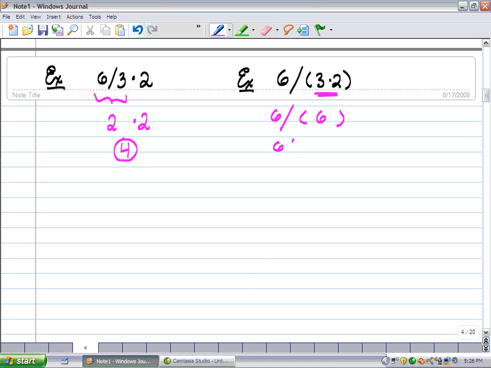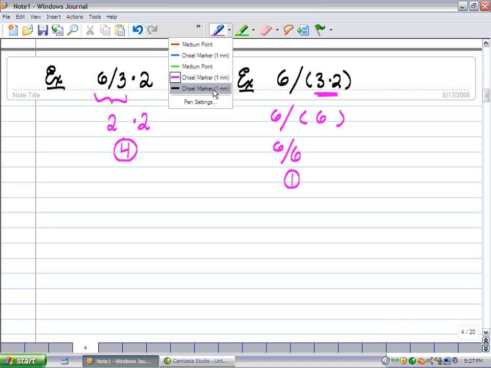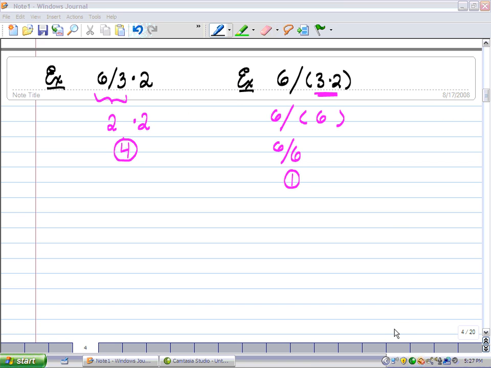6 is just a plain number, so I don't really need the parentheses. It's not wrong to write them, so they're optional. 6 divided by 6 is 1. So it depends, again, which one I'm doing first. If there's no grouping symbols, I assume that I am going to do whichever one comes first.